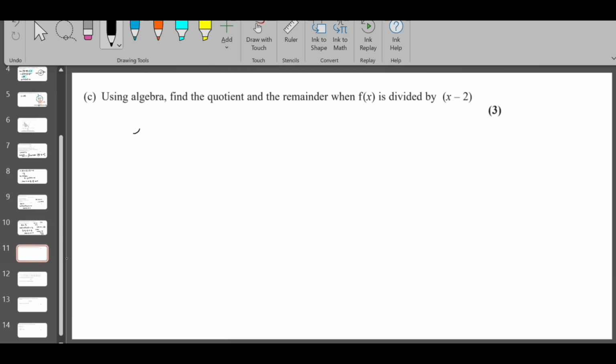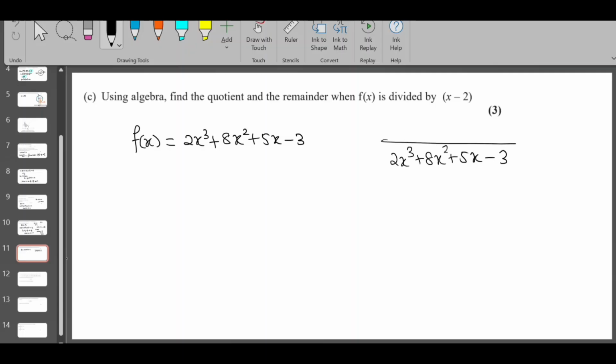Okay, let's write f of x first. f of x is ax cube, we know a is 2, plus bx square plus 5x minus 3. We are going to divide this function by x minus 2 using the long division method. 2x cube plus 8x square plus 5x minus 3, and then put the divisor here, x minus 2.